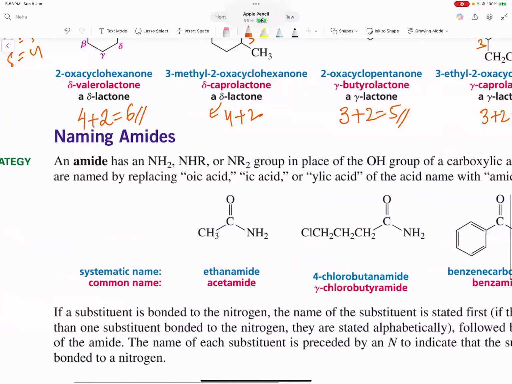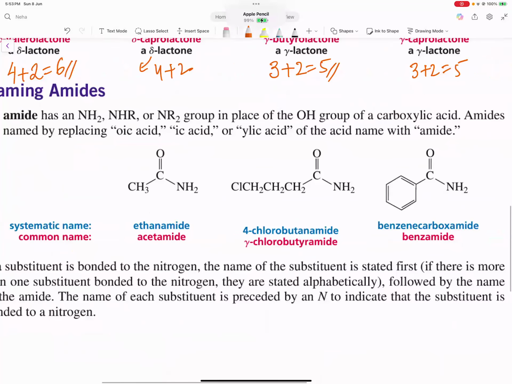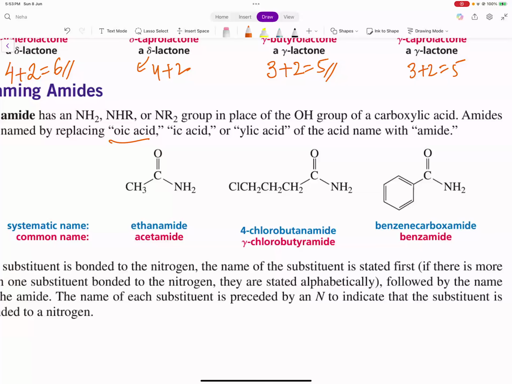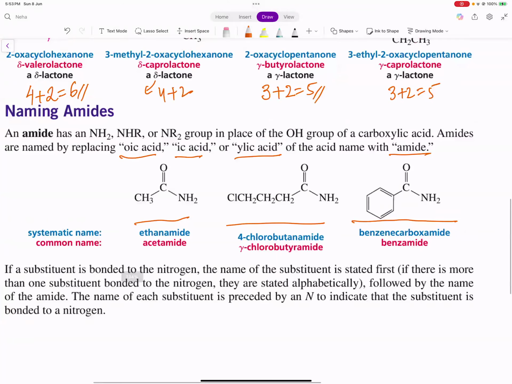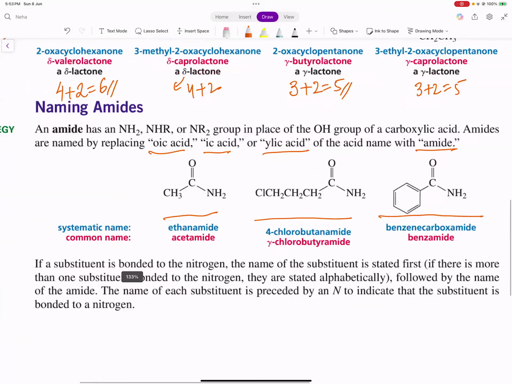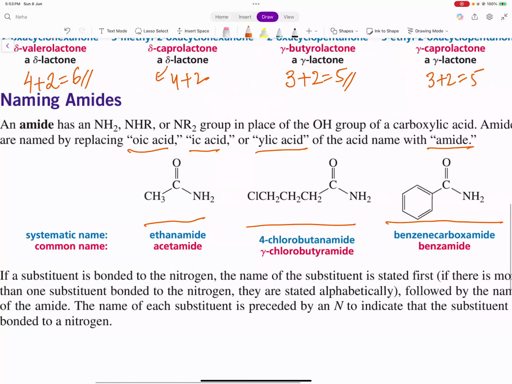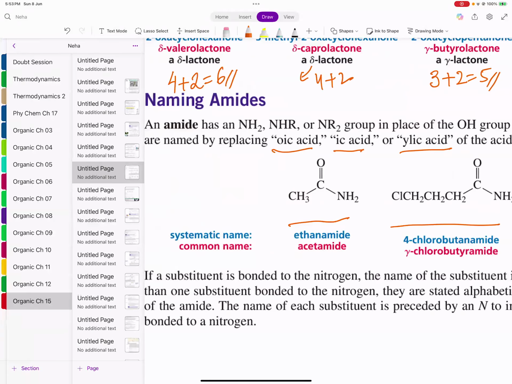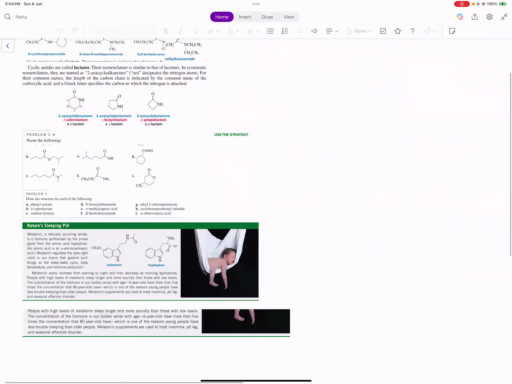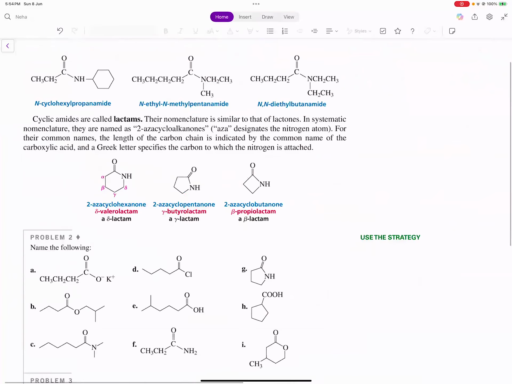Naming amides, again, oic acid or ic acid or ylic acid is replaced by amide. So ethanoic acid becomes ethanamide, 4-chlorobutanamide, and benzene carboxamide because it is benzene carboxylic acid. These are just rules, so go through them and remember. There's nothing new here. That's it regarding the nomenclature.